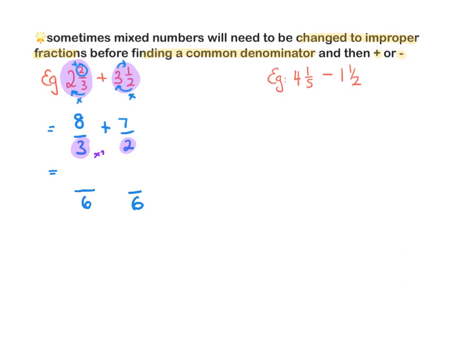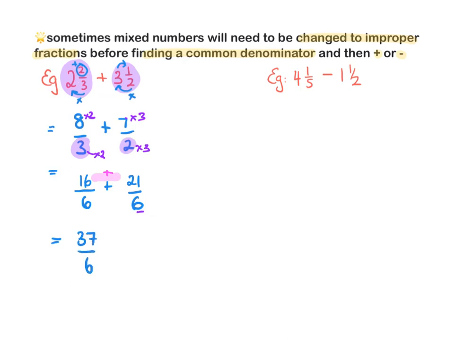Because I timesed this 3 by 2 to get to 6, I've got to times this 8 by 2. So I end up with 16 on 6. And with this 2 over here, I had to times that one by 3 to get 6, so I've got to do that to the top. So 7 times 3 is 21. Now we've got the common denominator, we can add the two numerators. So 16 plus 21 is 37 over 6.